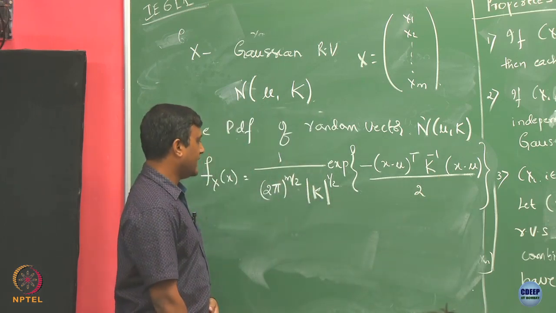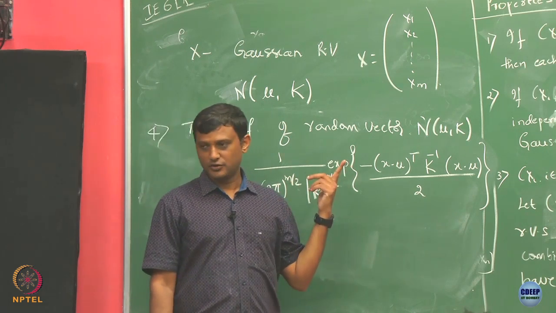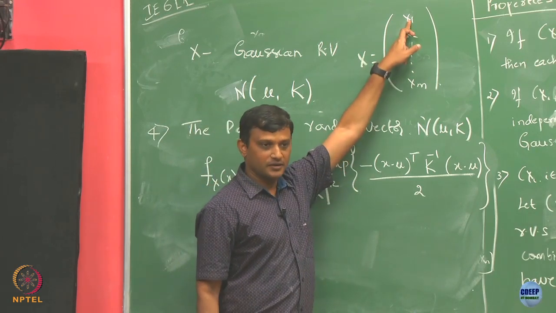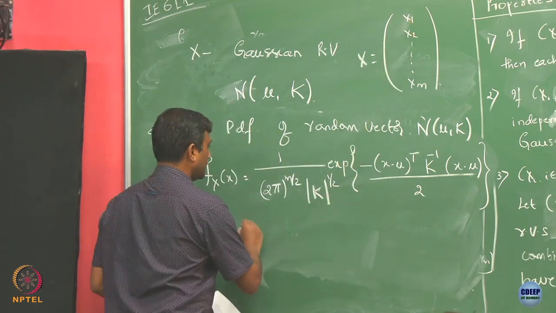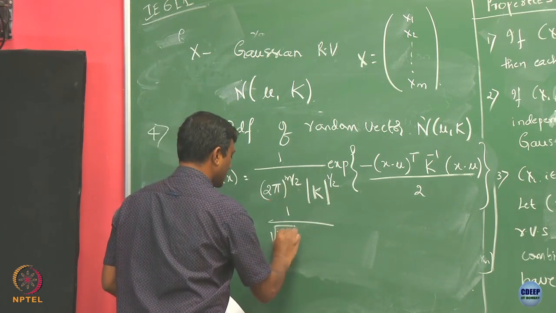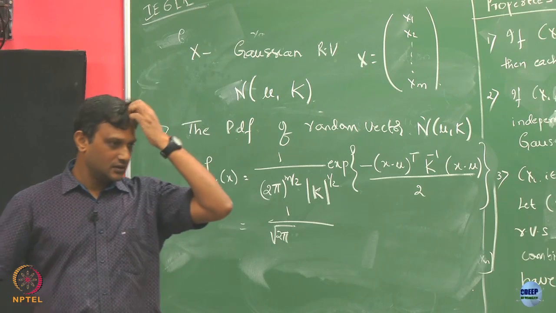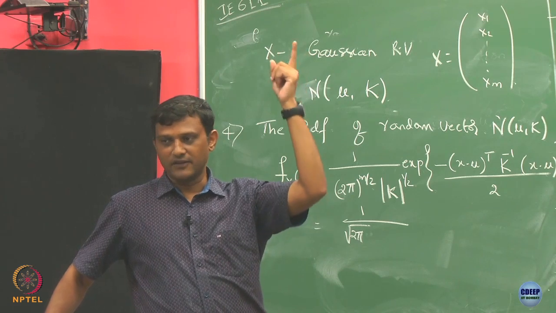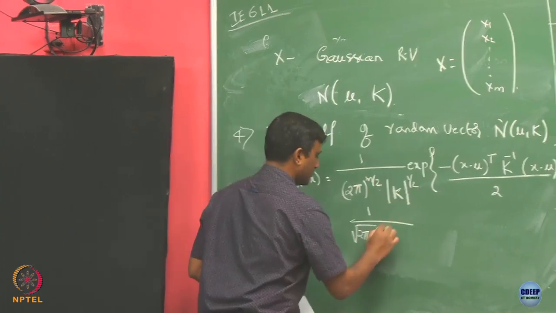Now let us see if we recover our initial Gaussian distribution for a single random variable with this formula. Suppose X consists of only one component. Now what will this formula reduce to? Here in this case m is going to be 1, so this is going to be 2 pi, and in that case what is K going to be? K is going to be a matrix with only one element, and that is the covariance of X1 with itself, so that is going to be the variance, and that is also under the square root.